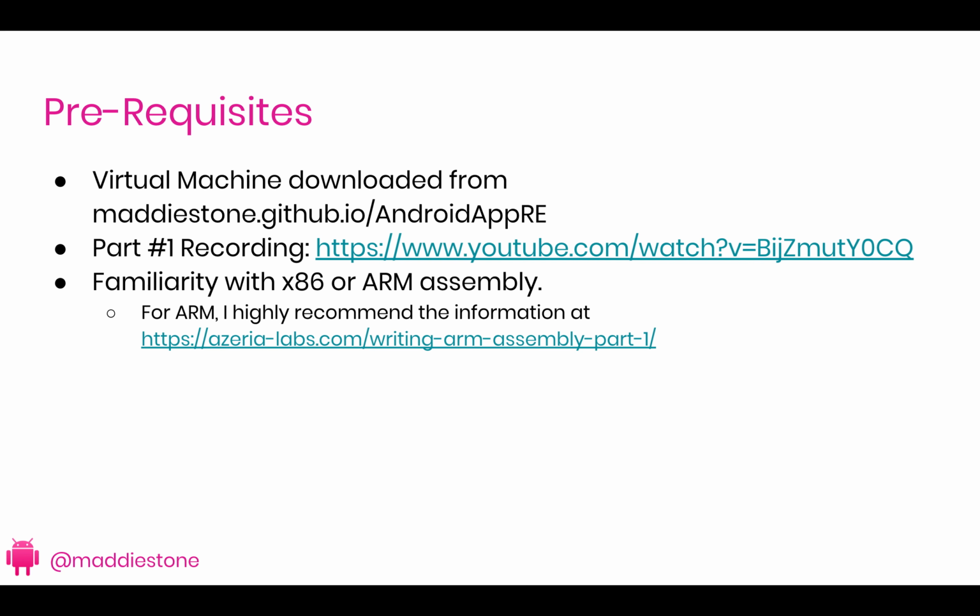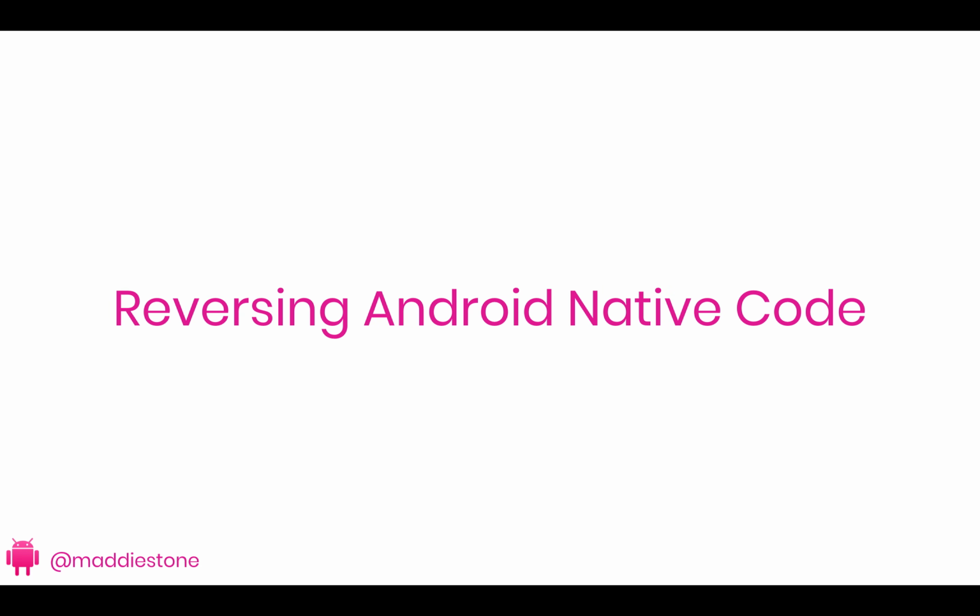Lastly, part two gets into the native code reversing, which is my personal favorite part of reversing Android apps. But that means there is assumed familiarity with x86 or ARM assembly. So this course will not teach you about those two assembly architectures or instruction set architectures, or give an intro to binary reversing. That would be a starting point before jumping into this material. For ARM, which is what most Android phones are running, I highly recommend the information at Azeria Labs, her tutorials for introduction to the ARM assembly language. So let's get into it.